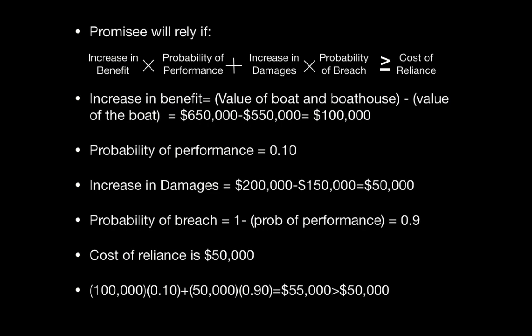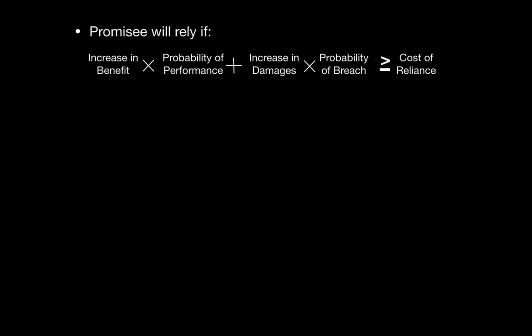Putting this all together using the equation given, we see that Betty wants to rely when the courts award expectation damages. That is, for Betty, the expected benefits of reliance outweigh the cost. However, this is not efficient. The probability of performance is too low. The problem is the second term of the left side of the equation.